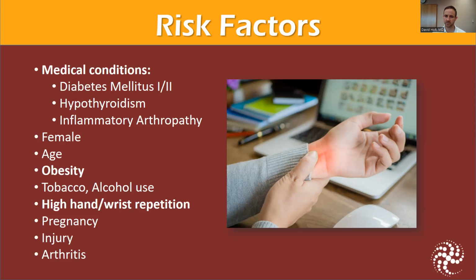There's been a lot of studies that have shown occupations that have a high hand-wrist repetition rate lead to a higher risk of carpal tunnel. We see it not uncommonly in pregnancy, in which case it will often resolve after delivery. It can also be caused by prior injury or development of arthritis in the wrist and surrounding areas.